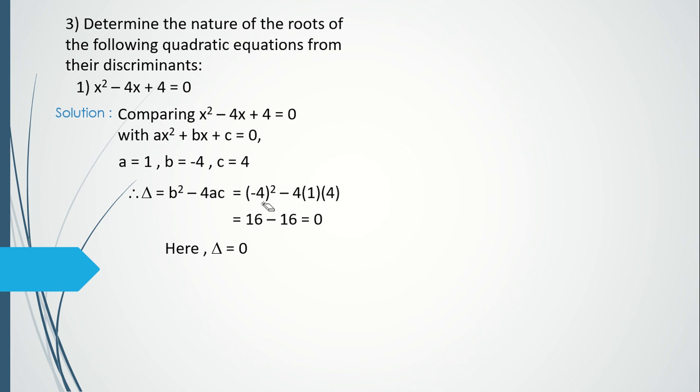Okay, what did we do? We have just substituted the value here in the formula b square minus 4ac, that is minus 4 square minus 4 into 1 into 4. Okay, so I got delta is equal to 0. Therefore the roots are real and equal.